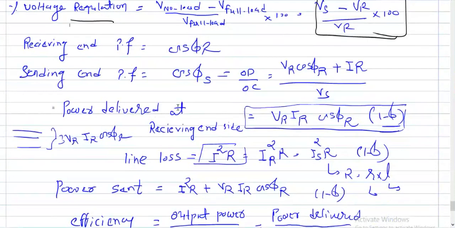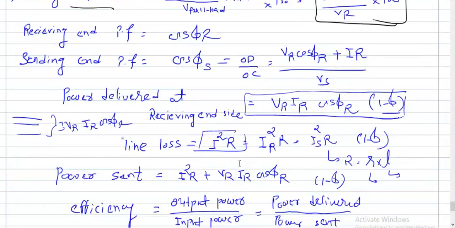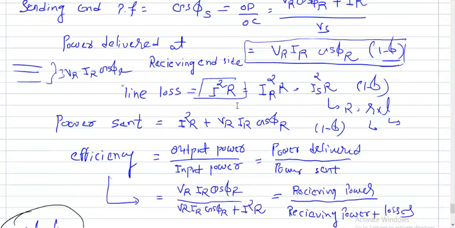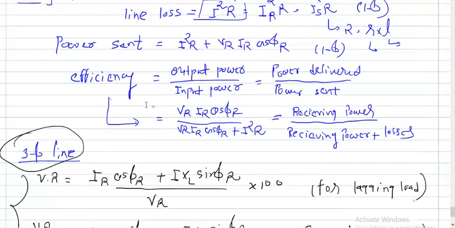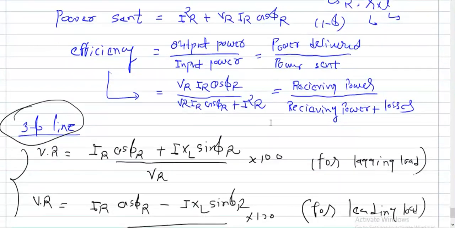Now, power delivered means the power at the receiving end side, which from this equation is VR IR cos phi r. For the sending end side, it is the loss plus the receiving end power, so it is I squared R plus VR IR cos phi r. From that we derive the efficiency, power delivered by power sent: VR IR cos phi r divided by VR IR cos phi r plus I squared R. Or you can use this equation also to find the efficiency.